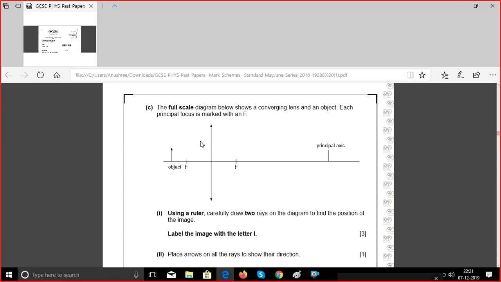So first, a ray that's parallel to the axis, and then... Okay, so you draw this. I'm just coming within two minutes.